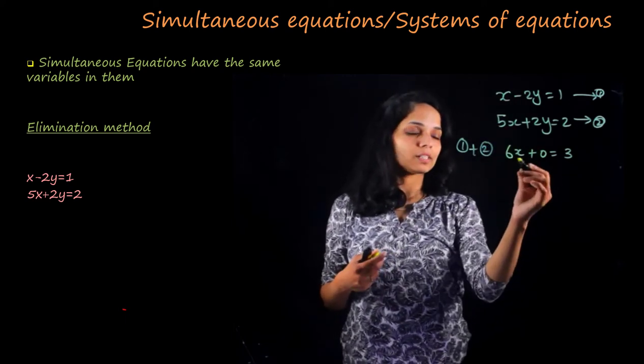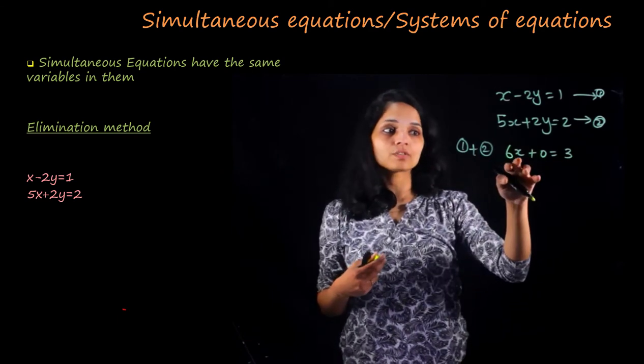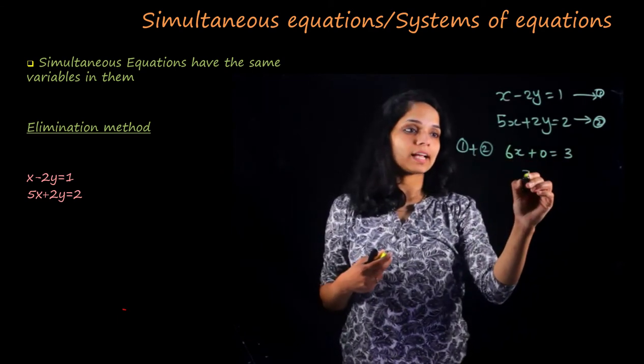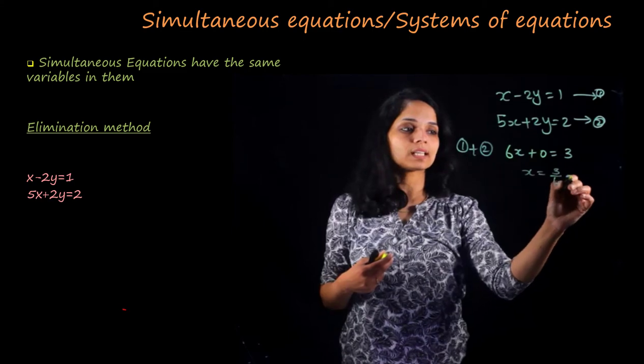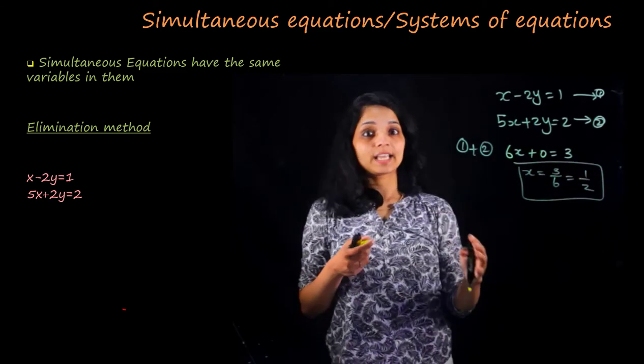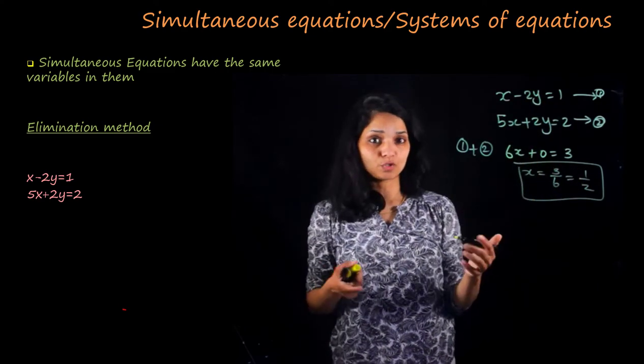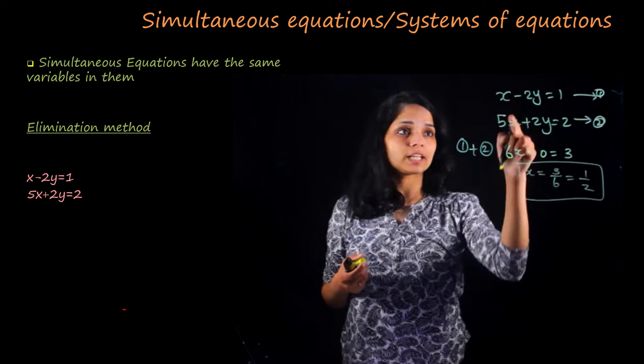So this one is 6x equals 3, or divide the whole equation by 6 to get x as the subject. So x equals 3 on 6 equals half. Okay, so that's the value of x. Now to get the value of y, we need to substitute this half into one of the equations. It doesn't matter which one you use. Let's put that into the first equation.